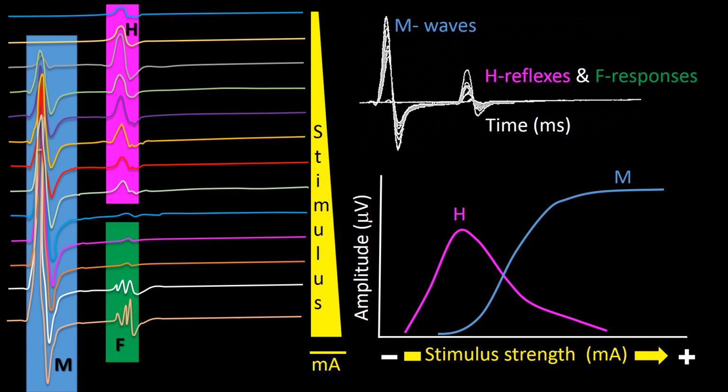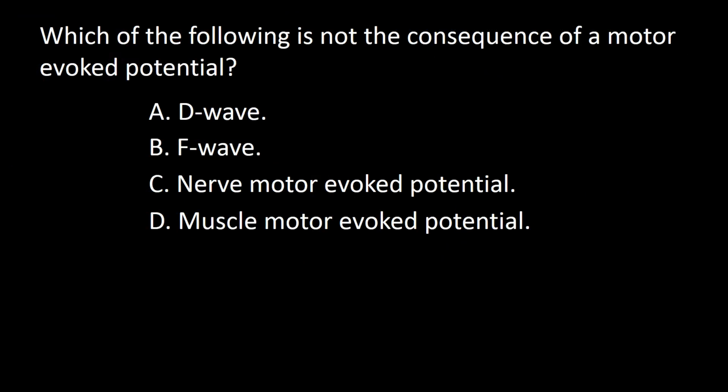The M wave starts later when the stimulus is a little bit stronger and it increases in amplitude. At the highest amplitude of the M response, as the stimulus continues to increase, the F wave appears. The F wave never reaches the amplitude of the H wave. So the answer to this question is B.